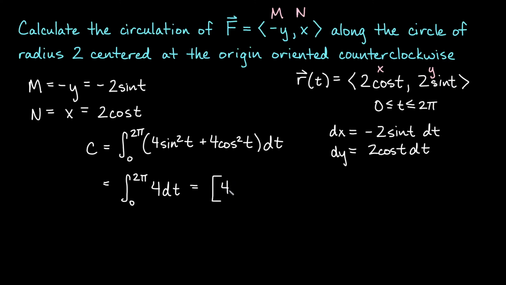We just get 4t, and we evaluate from 0 to 2 pi, which is also easy, right? So plugging in 2 pi, we would get 8 pi. Plugging in 0 minus, we would get 0. So we just get an answer of 8 pi here. So the circulation is measured as a positive 8 pi for our answer.